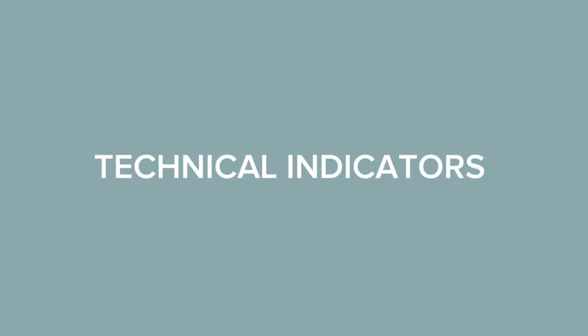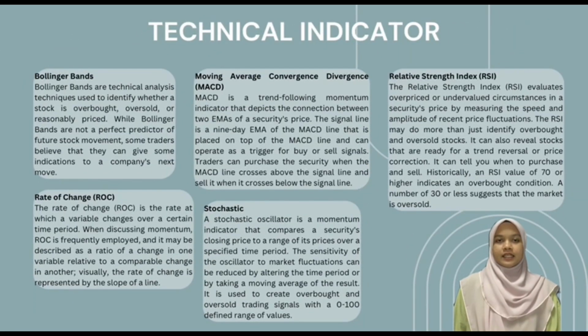Technical indicators. Bollinger Bands are a technical analysis technique used to identify whether a stock is overbought, oversold, or reasonably priced. While Bollinger Bands are not a perfect predictor of future stock movement, some traders believe that they can give some indication of a company's next move.